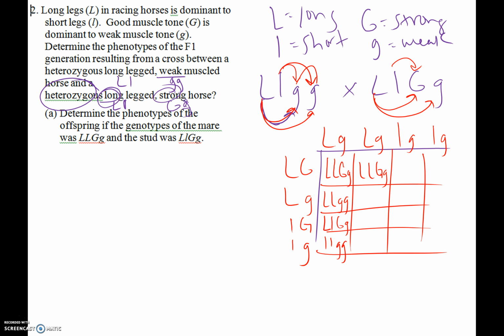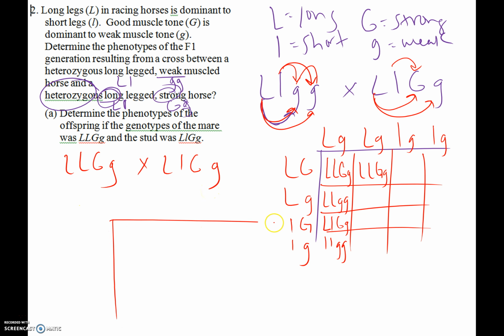So it's asking for the phenotypes. These different choices that you get, you would look through them and you would find your outcome. And then determine the phenotypes of the offspring if the genotypes of the mare was this crossed with this. Well, for this Punnett square, this second horse would be identical to what we wrote right here. So to set up this one, the gametes across the top would look like this. Okay.